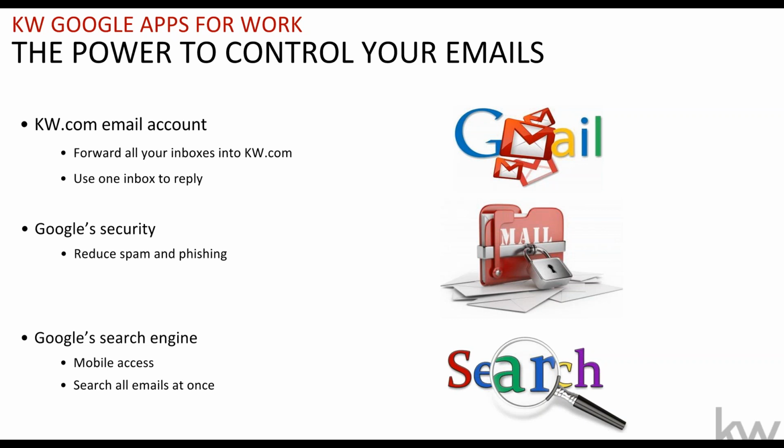And that helps you leverage a couple things from Google. The first is it helps reduce spam and phishing attacks because you get to use Google's input for their global security. The second thing is that it also lets you leverage Google's search engine. So you have mobile access and you can search all of your emails at once. So whether you're on a tablet or your phone, if you're in the office or in the car, you can search through all of your emails and you can find whatever you're looking for, even if it was 2, 3, 4, maybe 5 years old. It's easy to find an email because you're using Google's search engine.